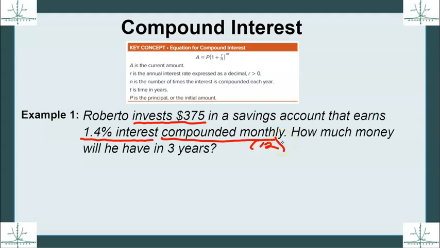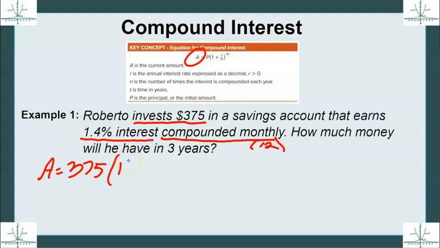We want to know how much money will he have in 3 years. So what is his account balance? So we're going to be solving for A here. So I'm going to substitute numbers in here. So what is the account balance when the initial amount, the investment or principal amount, is $375 times the 1, and the 1 represents the 100%. So you get your money back plus the interest earned on top of that.